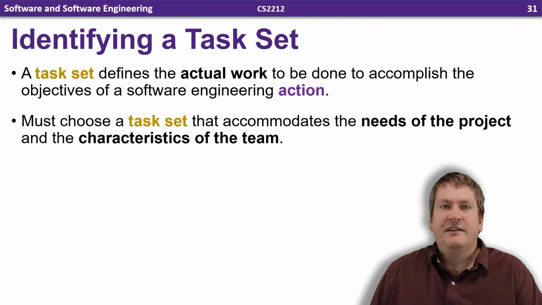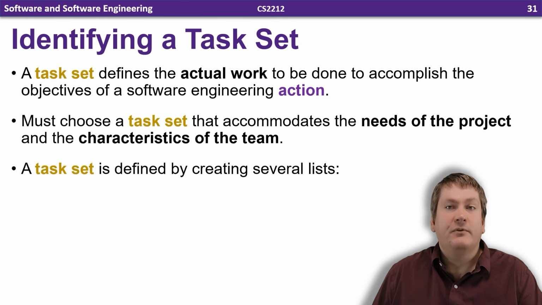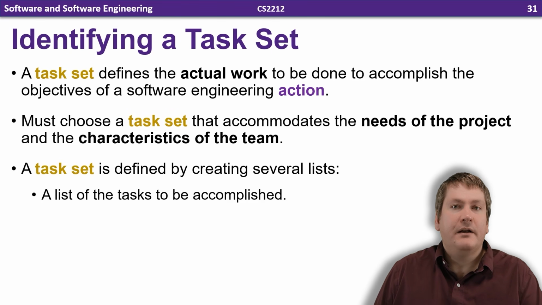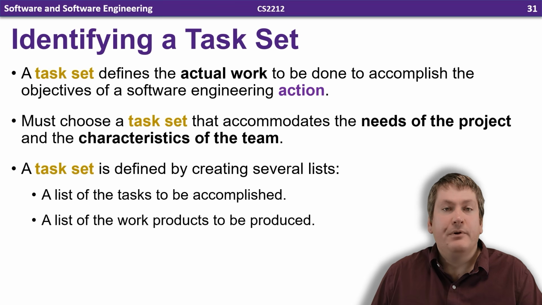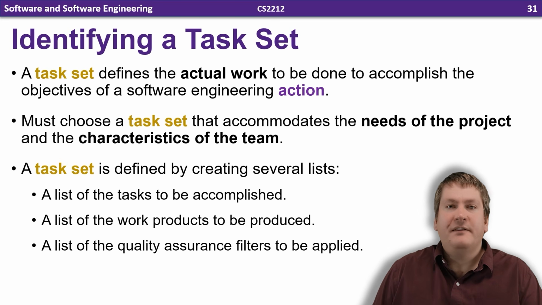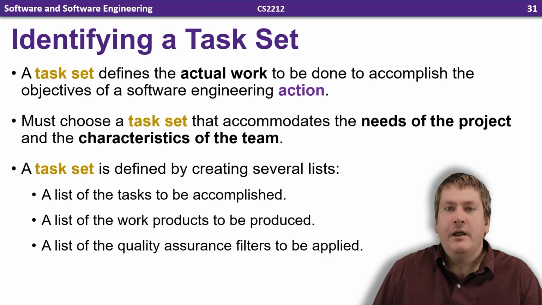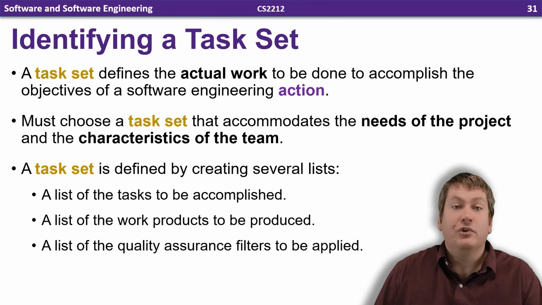So when we're thinking about the tasks for each action, it's important to consider the needs of the project and the team. The task set is defined by creating several lists: a list of the tasks to be accomplished, a list of the work products to be produced, and a list of the quality assurance filters to be applied. For our example, making contact and discussing requirements would be tasks to be accomplished. Creating notes and writing a statement of requirements would be the work products, and emailing requirements to stakeholders for review would be the quality assurance step we're taking to ensure the requirements developed meet the stakeholders' needs.